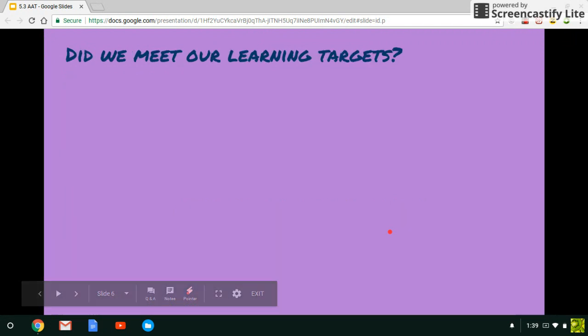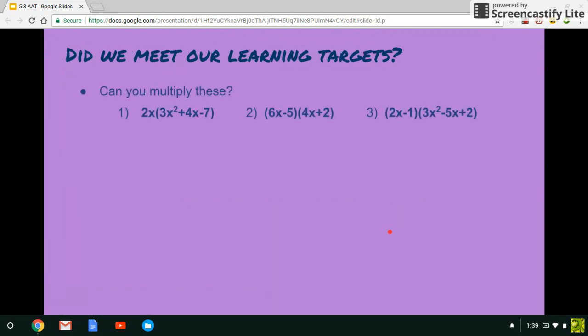Okay, so did we meet our learning targets? What did we learn here? All right. So if we met our learning targets, then you should be able to multiply and finish each of these problems. So we should have 2x times (3x squared plus 4x minus 7). We should be able to do (6x minus 5) times (4x plus 2). And we should be able to do (2x minus 1) times (3x squared minus 5x plus 2).